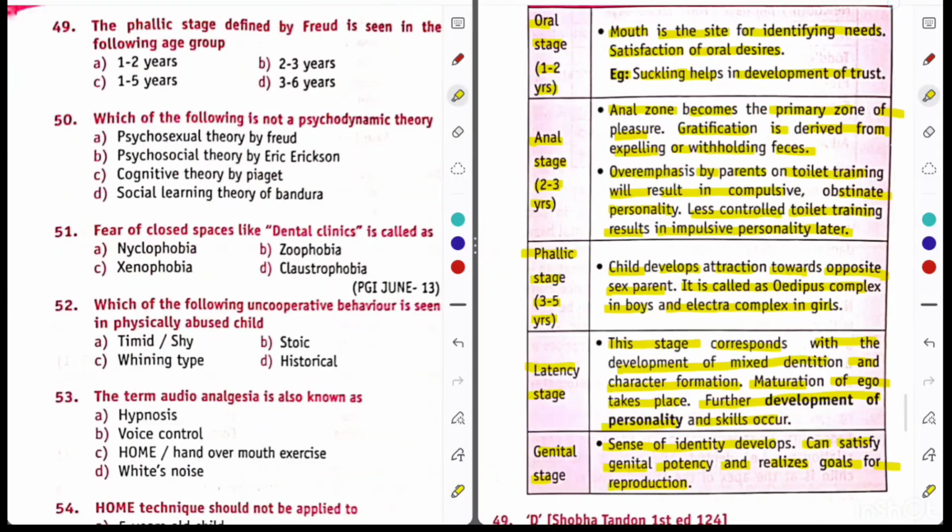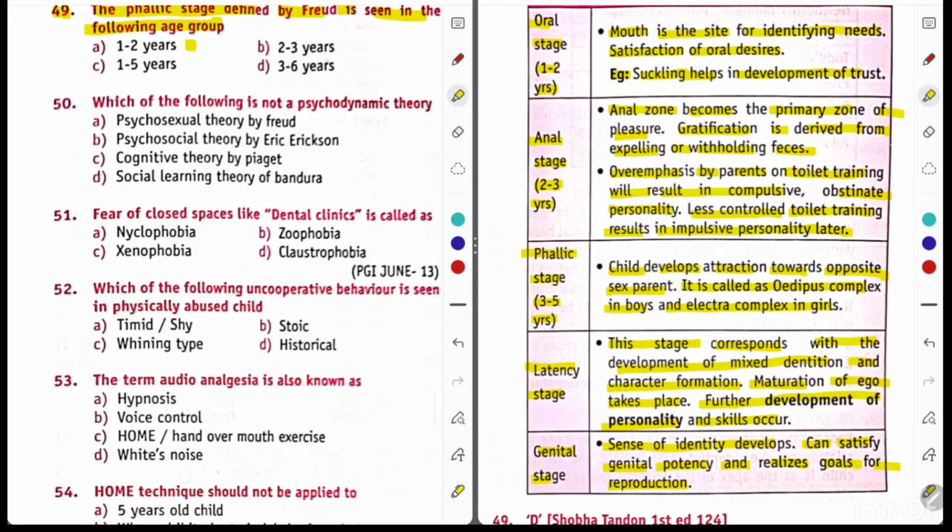Okay. Now question 49. The phallic stage defined by Freud is seen in the following age group. Option A 1 to 2 years, option B 2 to 3 years, option C 1 to 5 years, or option D 3 to 6 years. So the most correct answer is option D 3 to 6 years.